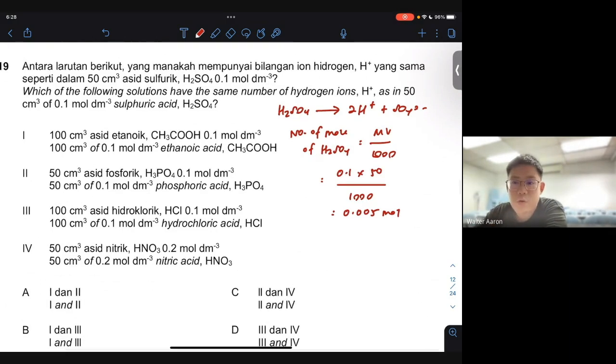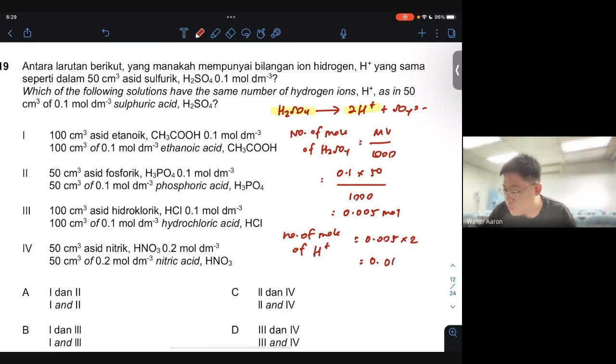But the number of moles of hydrogen ions is different. You can see here for every 1 mole of H2SO4, you get 2 moles of hydrogen ion. So therefore, if you have 0.005 mole of H2SO4, your number of moles will be times 2. So therefore, your answer here will be the number of moles of H+. Right, the number of moles of H+ will be 0.01 mole.